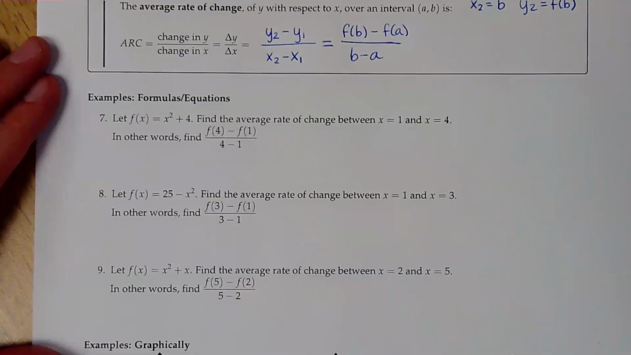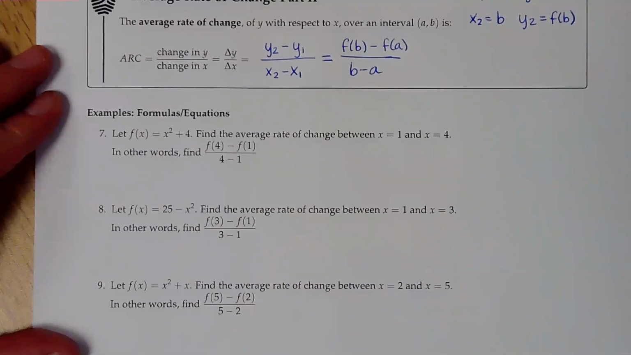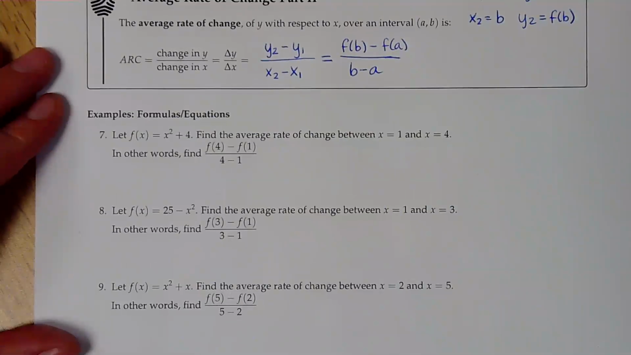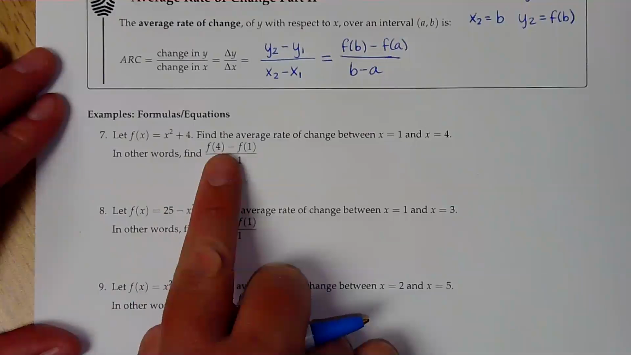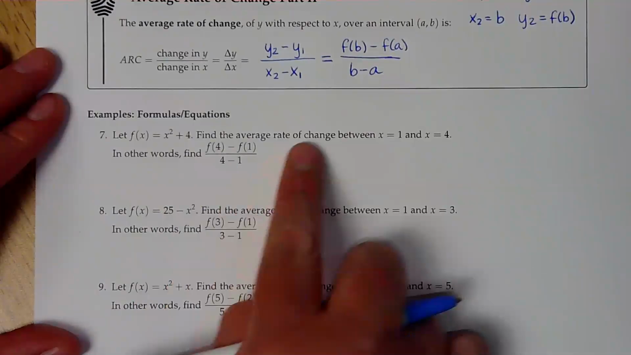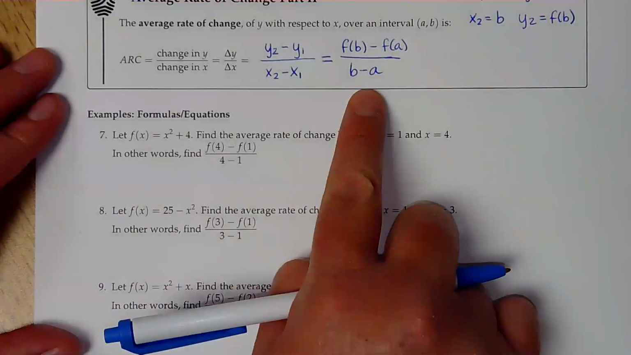So number 7, let f of x be x squared plus 4. We're going to find the average rate of change between x equals 1 and x equals 4. So in other words, we're going to find f of 4 minus f of 1 over 4 minus 1. So we're using this f of b minus f of a formula here.